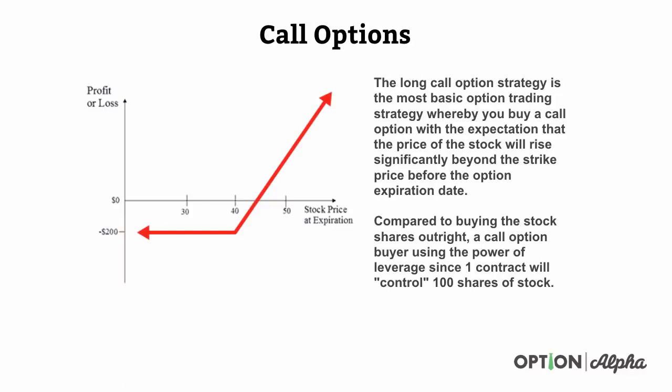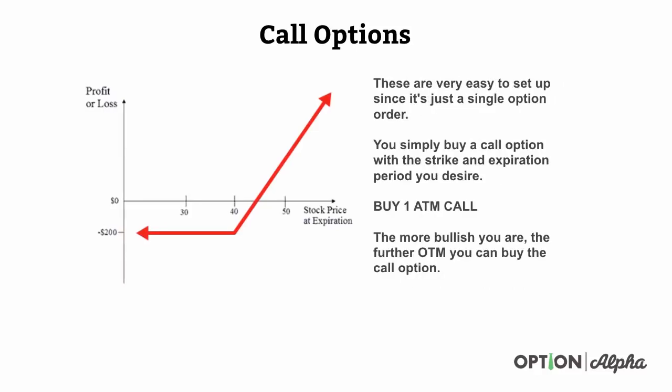for you to make money. Now, compared to buying the stock shares outright, a call option buyer uses the power of leverage that we've talked about previously, since one contract will control, or leverage, 100 shares of stock. So that's the benefit to doing this: we have power and leverage, and we can pick our points. We assume that maybe the stock is going to go higher than 40. So let's continue here further.